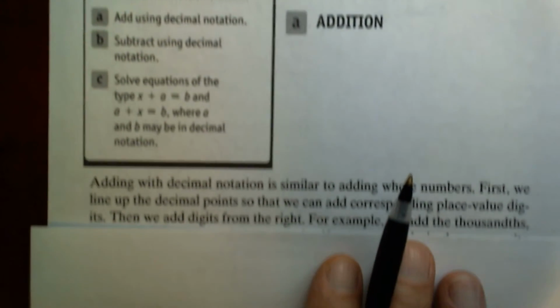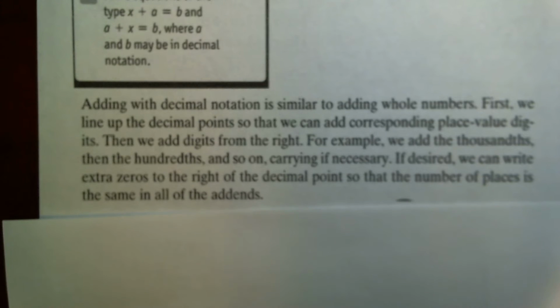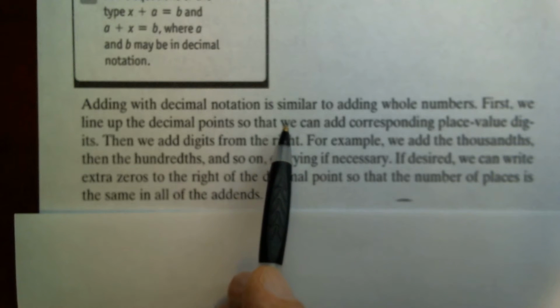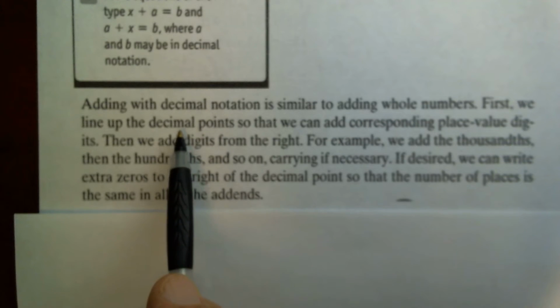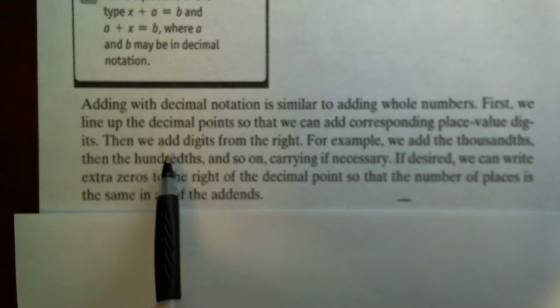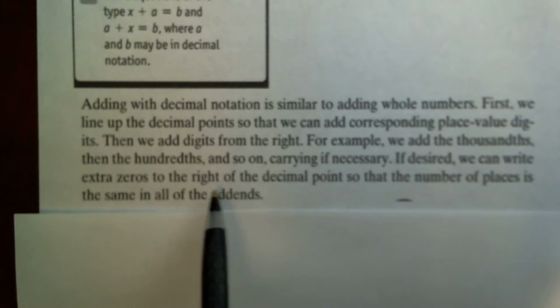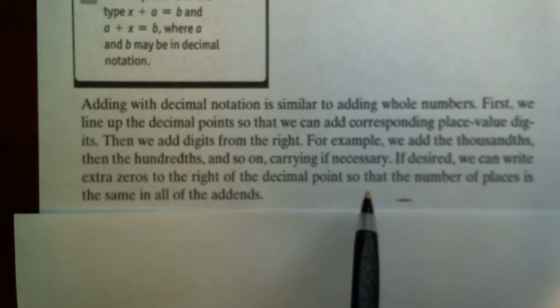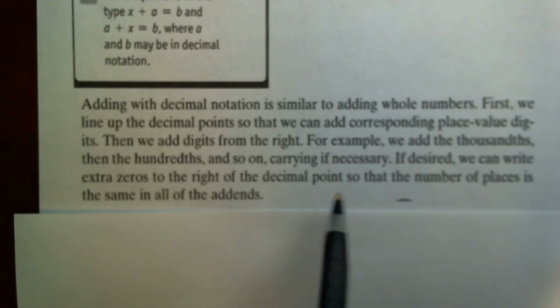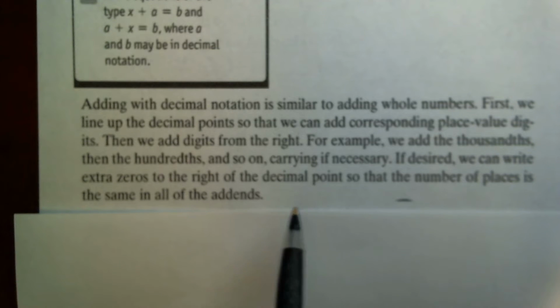And so here is a strategy for how to do this. You probably have already done this in the past, but adding with decimal notation is really similar to adding whole numbers. First we line up the decimal points so that we can add corresponding place value digits. Then we add digits from the right, and then we add the thousands, the hundreds, and so on, carrying if necessary. If desired, we can write extra zeros to the right of the decimal point so that the number of places is the same in all of the addends.